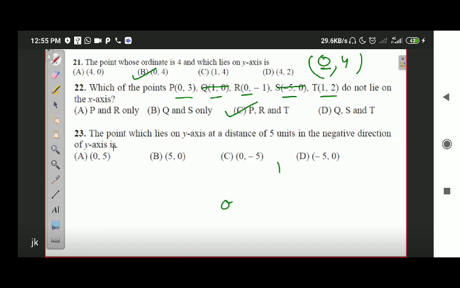23rd question, the point which lies on the y-axis at a distance of 5 units in the negative direction of the y-axis. Okay, a point which is lying on the y-axis means the x coordinate is 0. So it can either be A or it can be C. Okay, the point is lying on the y-axis, that means abscissa is 0. It can be A option or C option. The distance is 5 units in the negative direction. 5 units in the negative direction is C, 0 comma minus 1.